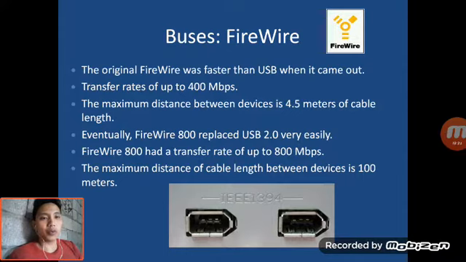The original Firewire was faster than USB when it came out. Transfer rates up to 400 Mbps. The maximum distance between devices is 4.5 meters of cable length. Eventually, Firewire 800 replaced USB 2.0 very easily. Firewire 800 had a transfer rate of 800 megabits per second. The maximum distance of cable length between devices is 100 meters.